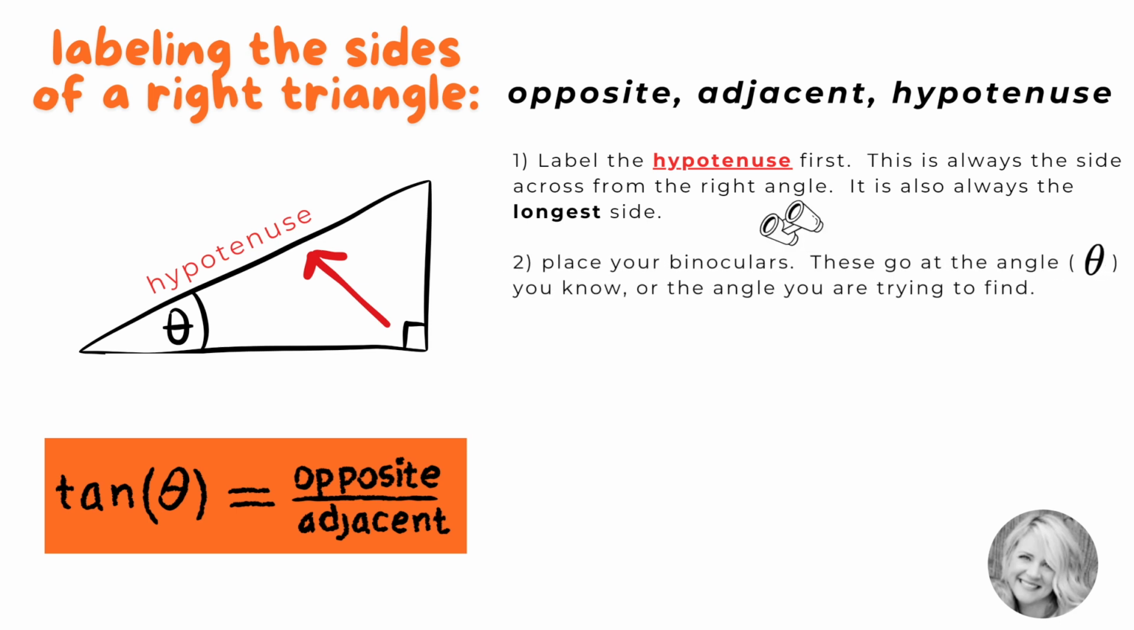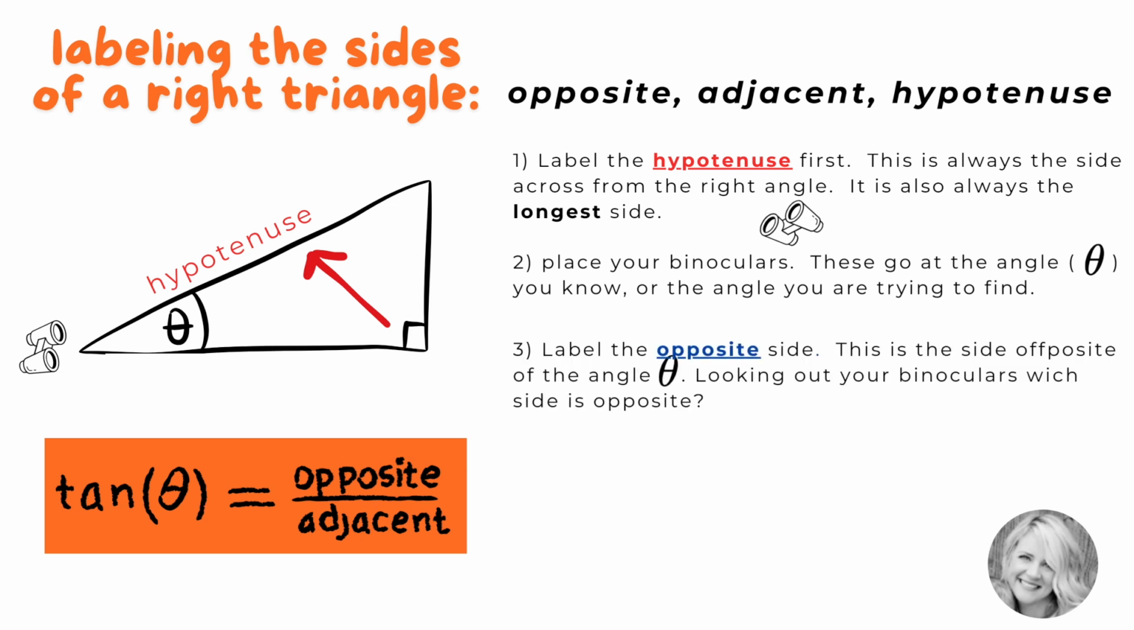Step 2, place your binoculars. These go at the angle theta. Sometimes you know theta and there will be an angle measure there. Sometimes you won't and it'll say theta. But the angle you know or the angle you're trying to find, that's where your binoculars go.